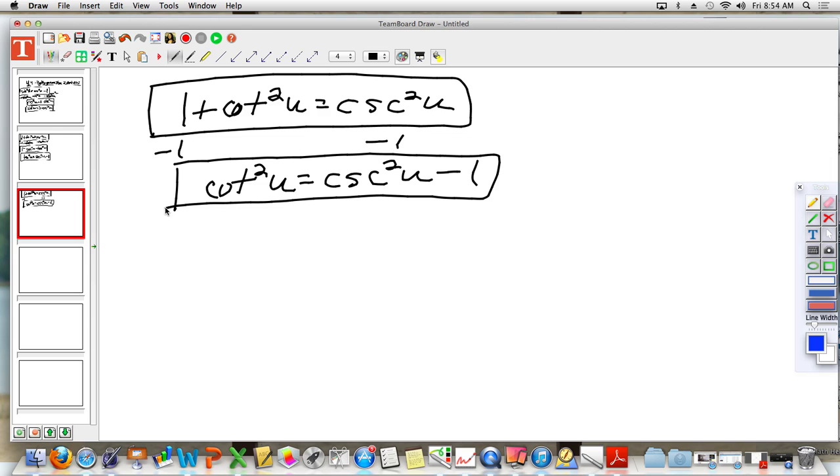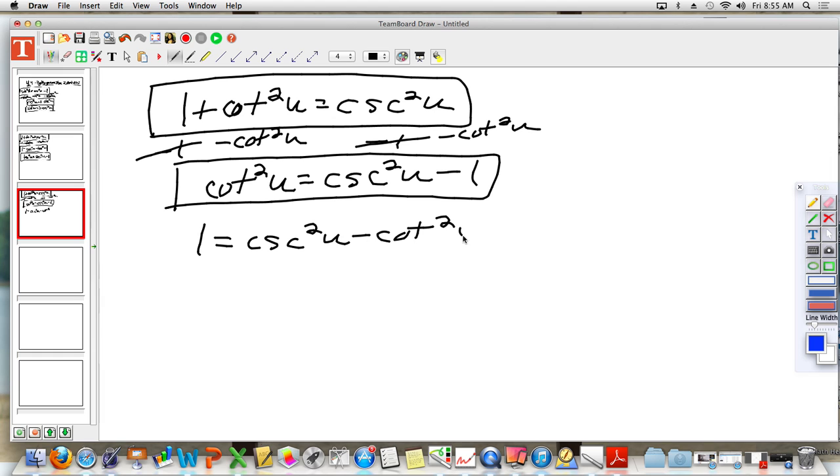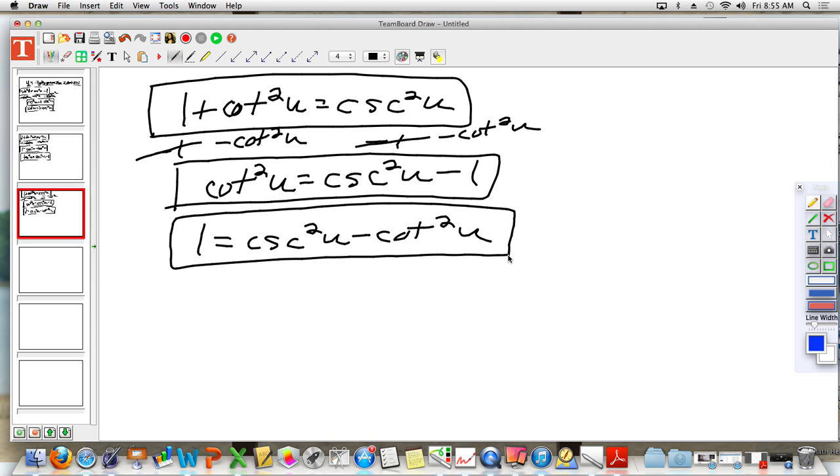But we also could keep the 1 there and move the cotangent squared to the other side. So I'm going to move cotangent squared of u to the other side. So I'm left with 1 is equal to the cosecant squared of u minus the cotangent squared of u. There's our third identity.